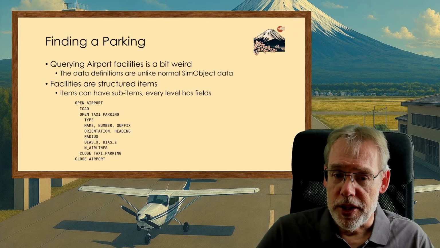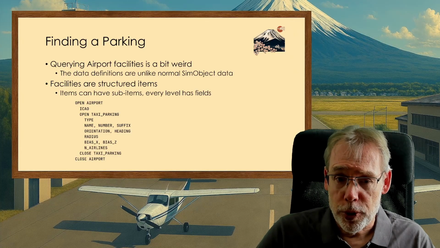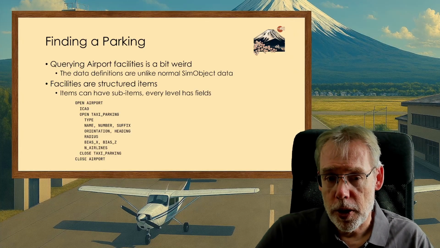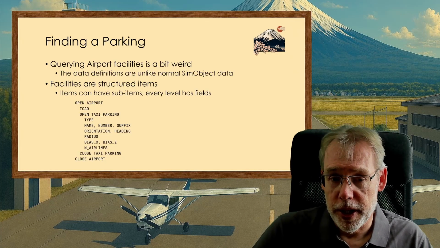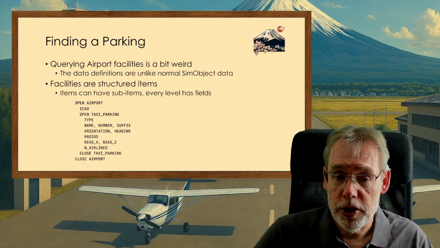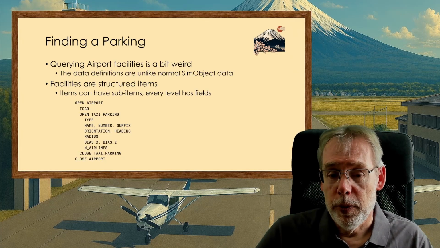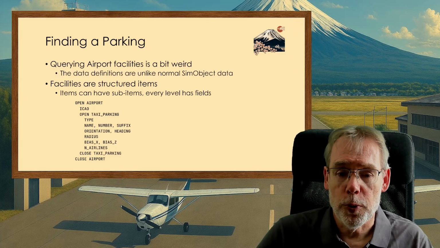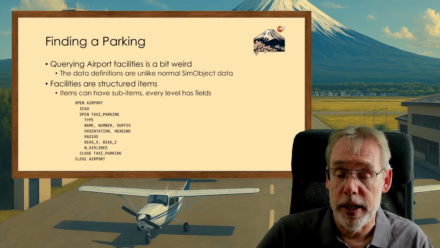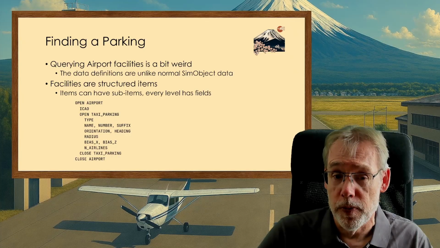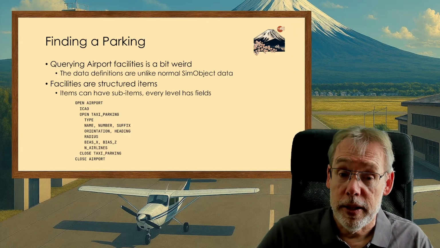This will now say that within that airport, we want the sub-objects taxi parking. And for that, we can ask for the type, name, etc. Then when we have specified all the fields, we close the taxi parking and then we close the airport. If you forget that, you will get errors reported.